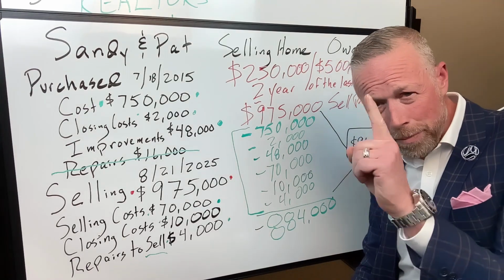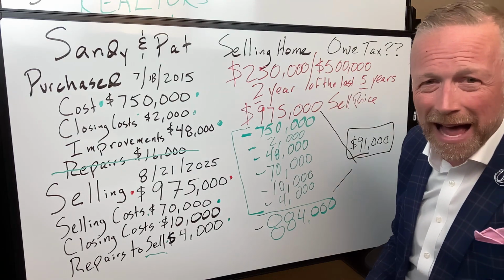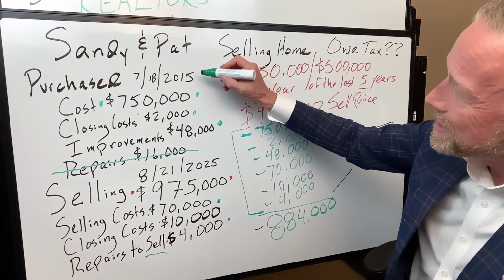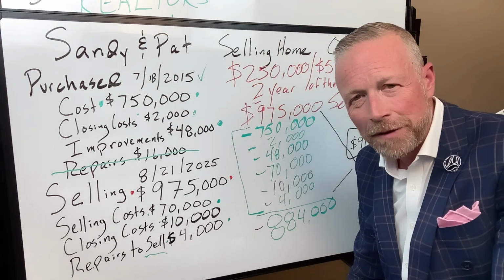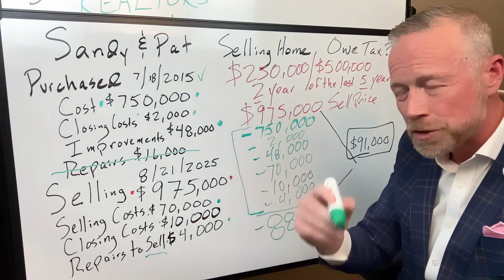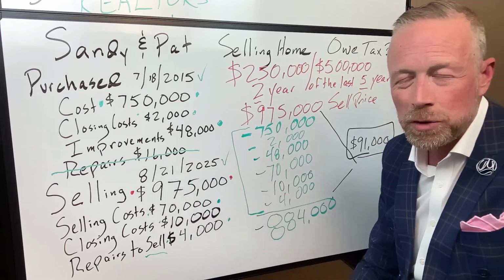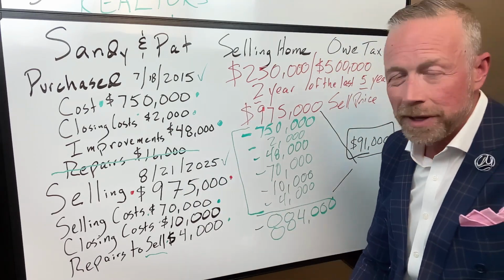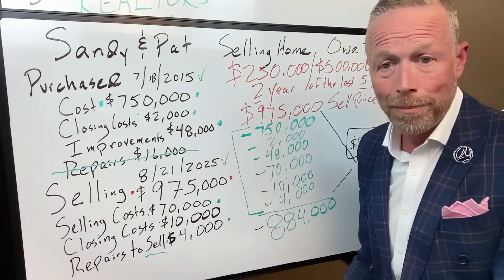But there's one more thing we got to figure out, right? The 2 years of the last 5 years. So that's why I went ahead and told you Sandy and Pat, see, they bought this on 7/18 of 2015, right? And I got this spelled out in that worksheet. Now, they've sold it on 8/21 of 25. So the first thing, just real simple. How long did they own this thing? Well, they've owned this thing for 10 years and 1 month.